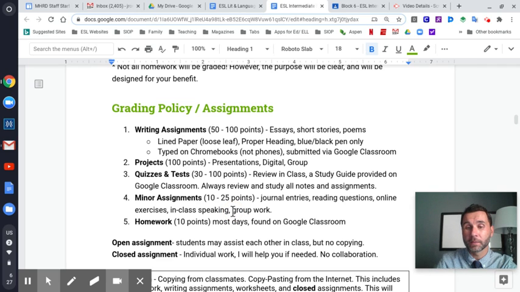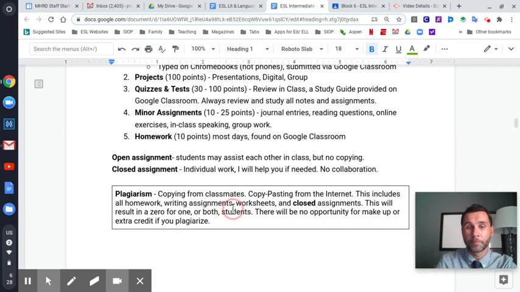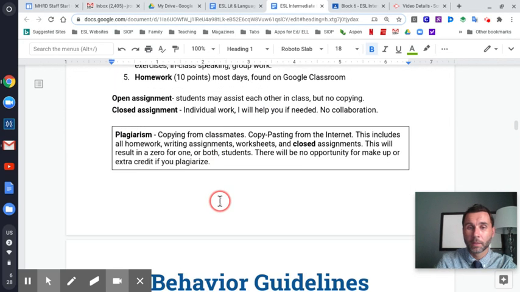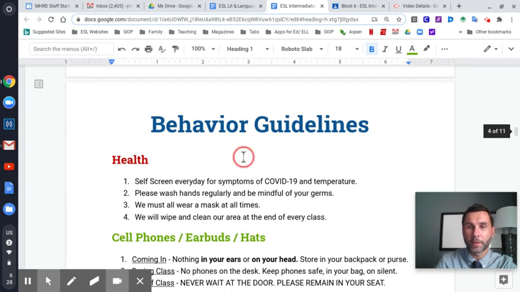You also, as a guardian and parent, have access to their grading portal as well. We have open assignments where students may work with each other. We have closed assignments that require only individual work, and they always know which type it is. As we go down this year, we have behavioral guidelines or rules.